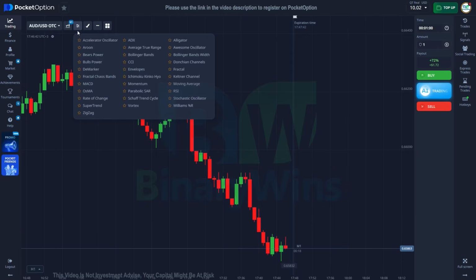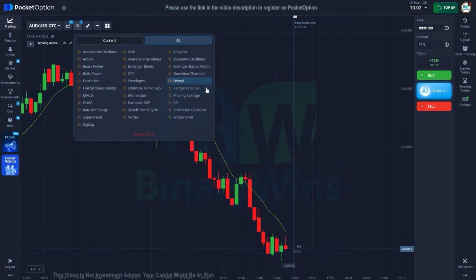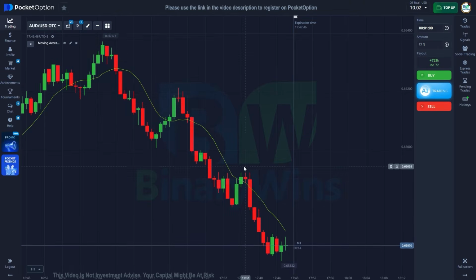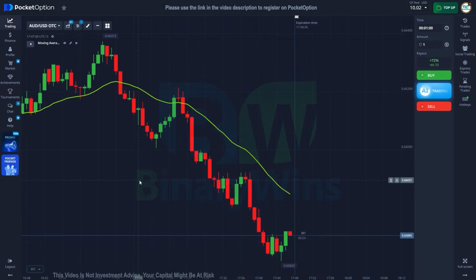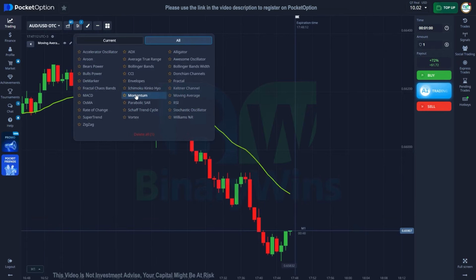The first indicator is the moving average, which I will add to the chart. We will set the moving average period to 28 and the EMA type. We will increase the thickness of the moving average line by a certain amount so that it is clear. We need 2 more indicators to trade with this strategy.